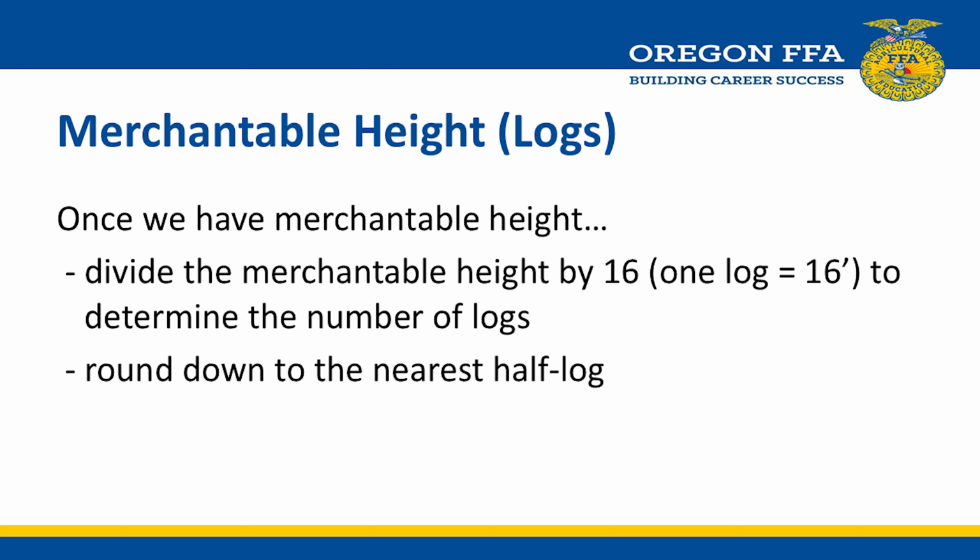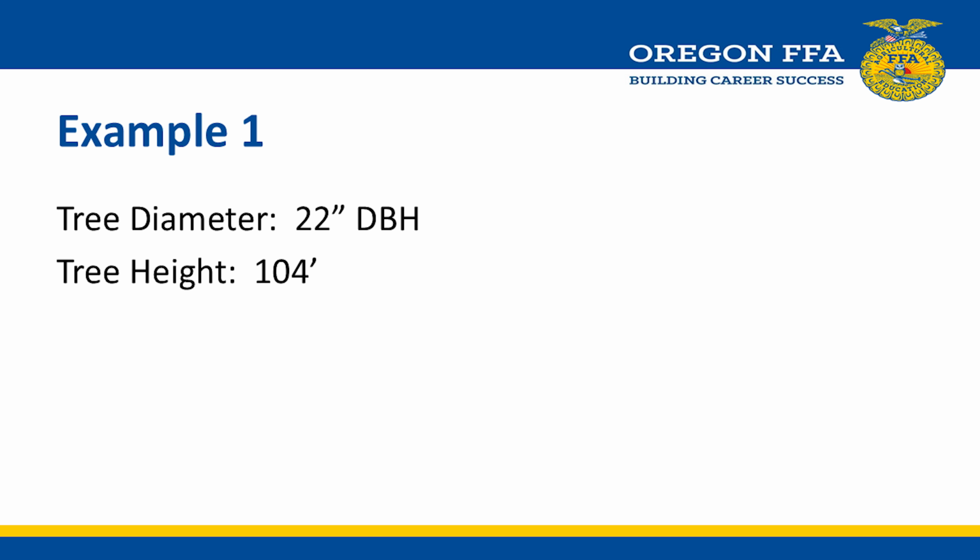Next, we'll divide the merchantable height by 16 feet to determine the number of logs. In our case, one log equals 16 feet. Different companies or organizations may use other lengths, but we'll stick with 16 feet. Finally, round down the result to the nearest half log. Let's see that in action and do an example.